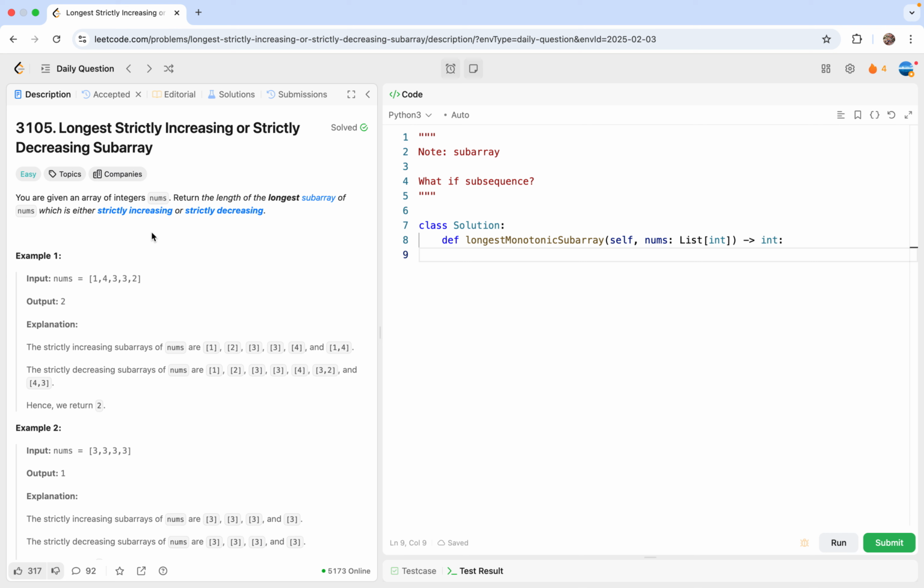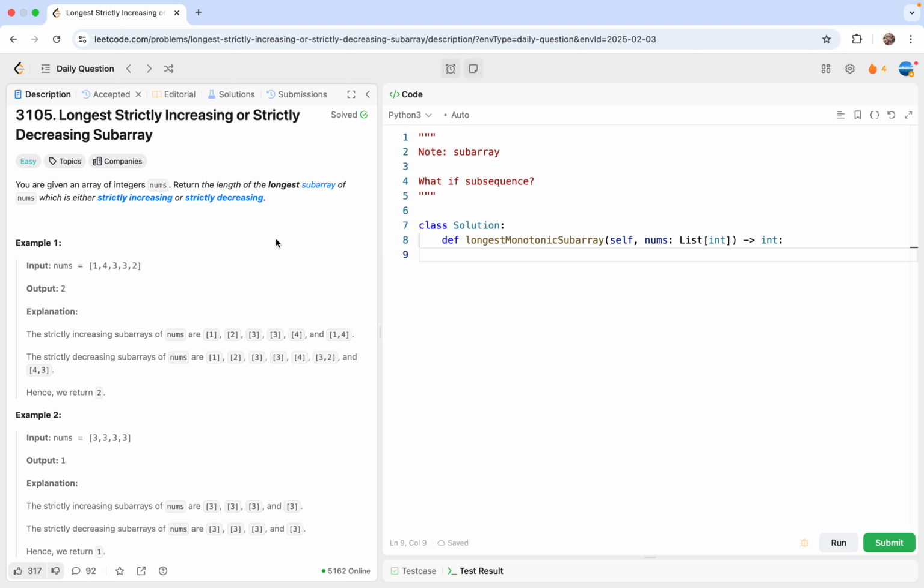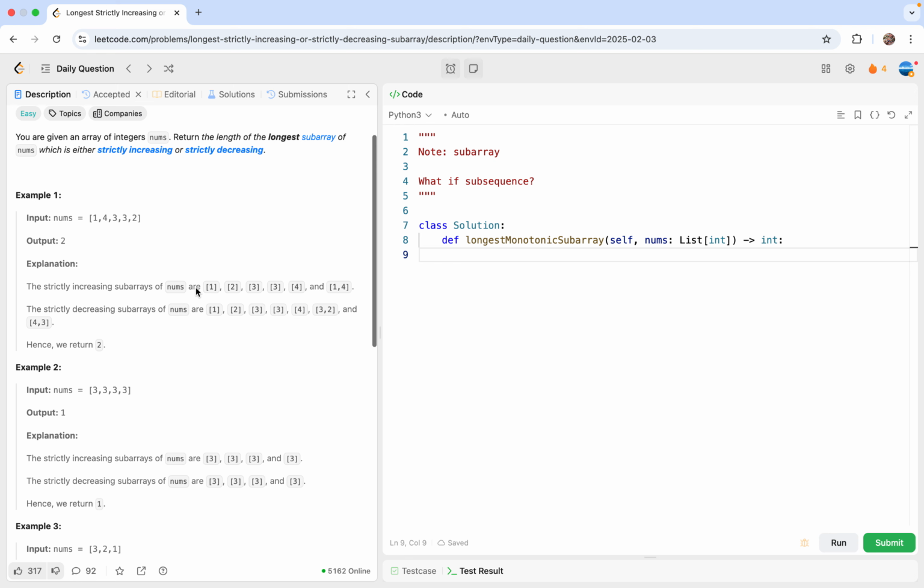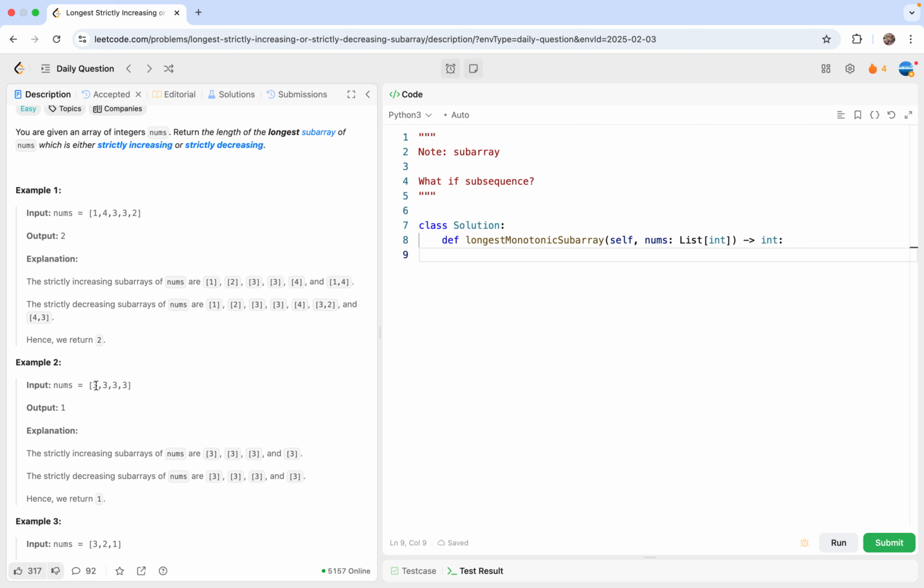One is the sequence should be either strictly increasing or strictly decreasing. Strictly, this is the one thing. And the other point is that we need to pay attention to the fact that we are considering subarray here. This subarray assumption makes this problem very easy, right? Because subarray should be contiguous. If you look at the 3 examples, you can easily interpret.